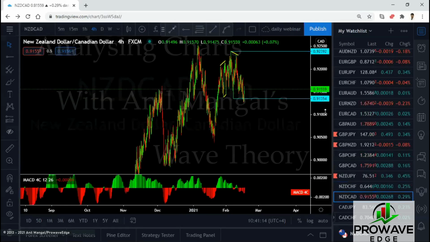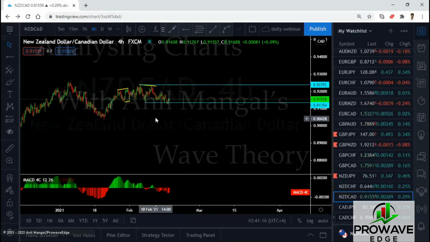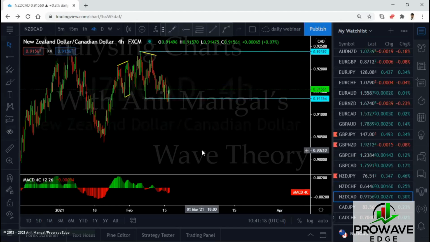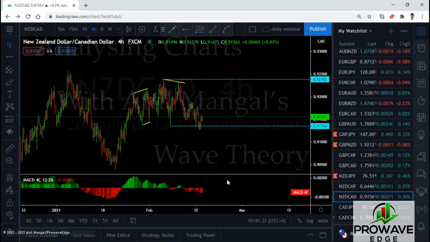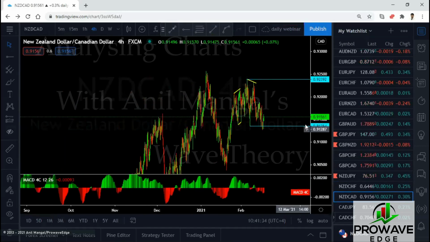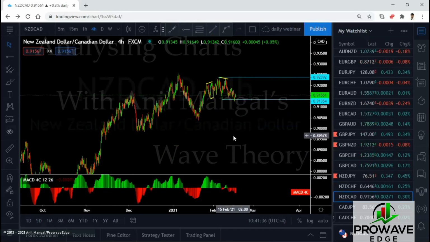New Zealand CAD, it's consolidating, but it's more upside. Right, this piece here is starting to look more upside. Breakout here, go back to the top, and then from here you'll see whether they come back or they go. Either they take off from here. But it's a buy setup. Short-term buy setup, long-term, I think it's still a buy setup.